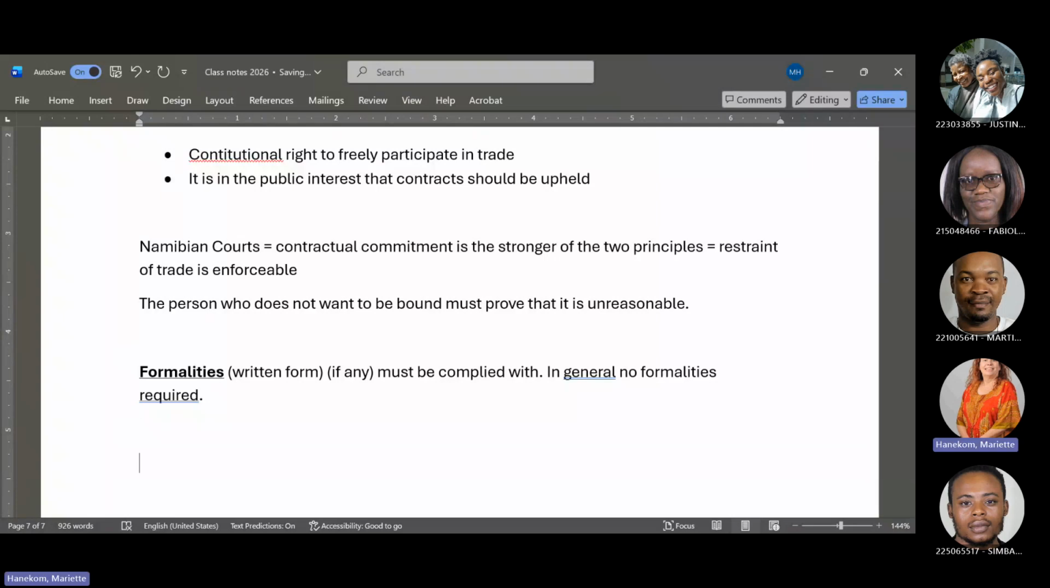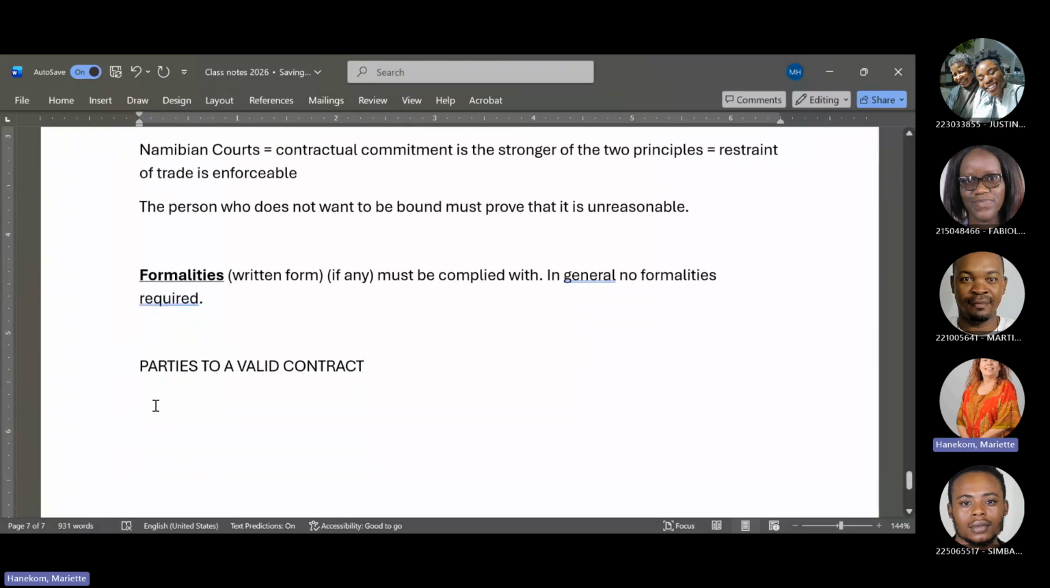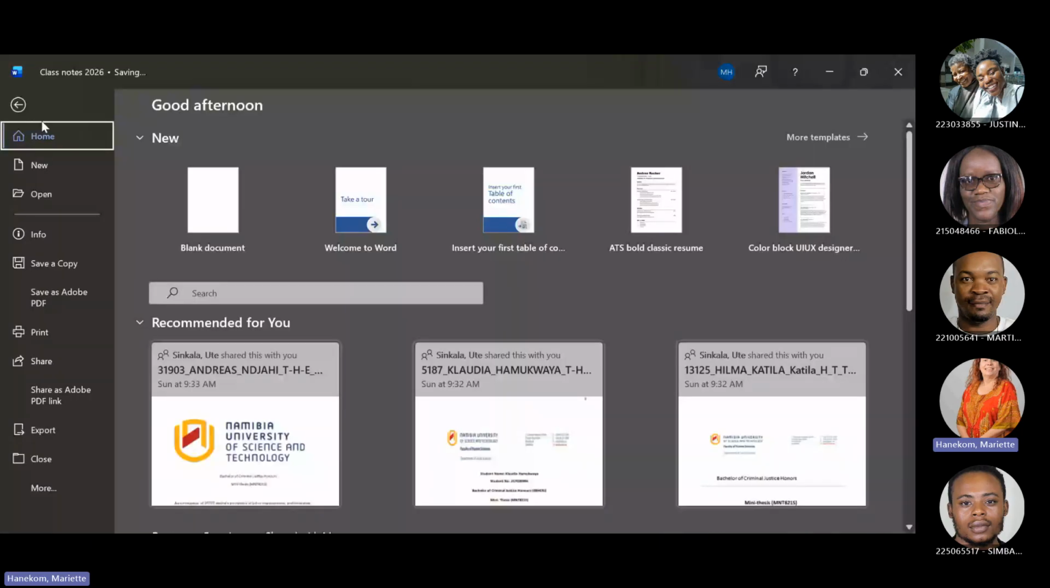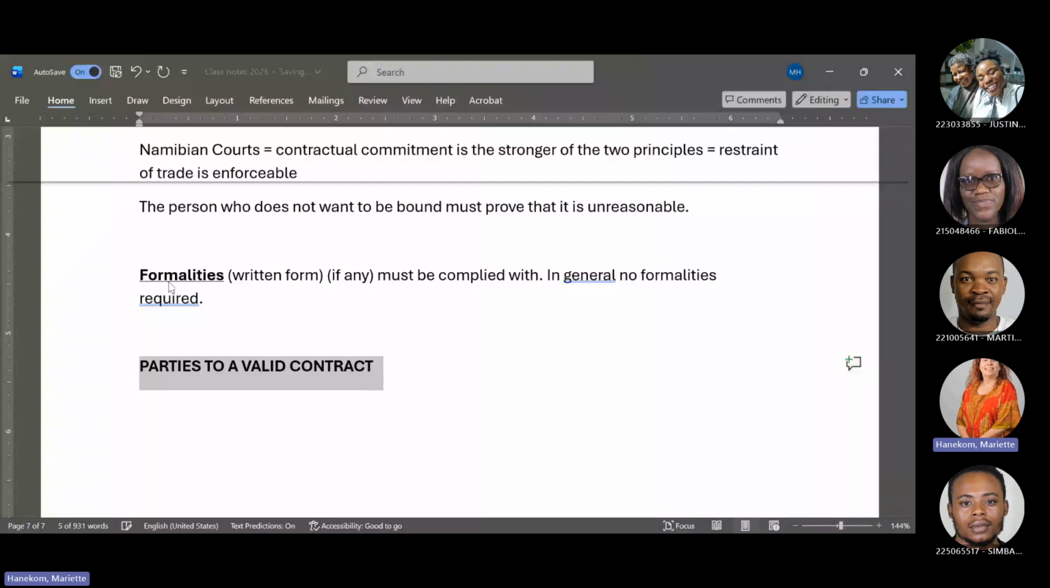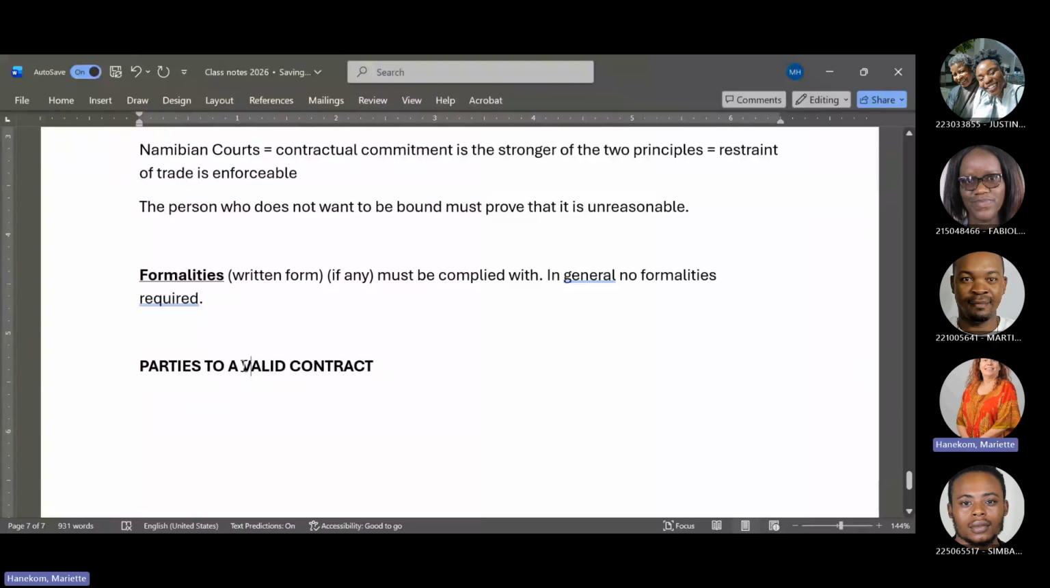Okay, so now we've looked at the requirements for a valid contract. So now we have anything we learn subsequent to this with regard to the law of contracts. Remember that the contract is now valid. Once a contract is valid, it doesn't suddenly, randomly, abracadabra, become void.